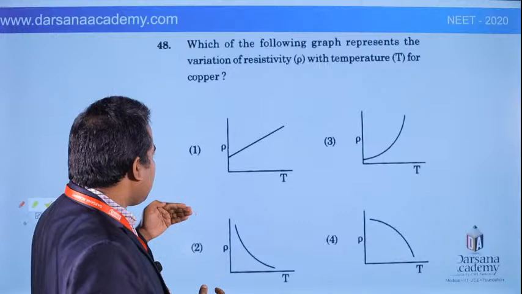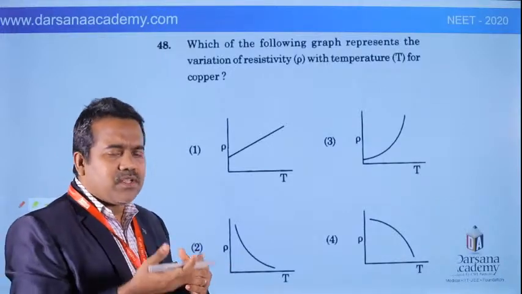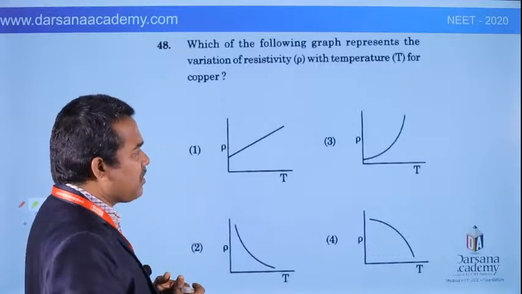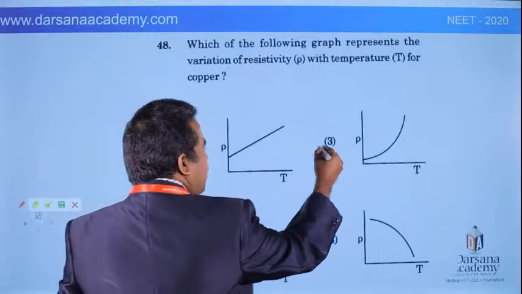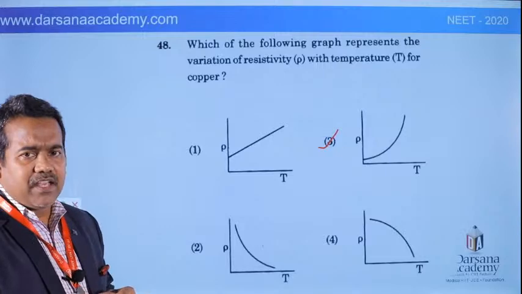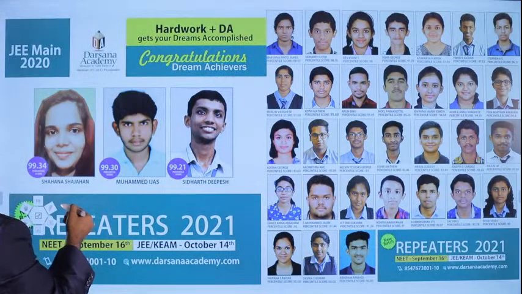So, you know, for copper, for a metal, with an increase in temperature, its resistivity should increase. That is a very important point. So that is satisfied by the third choice. So 3 is the answer for the 48th question. So we can move with the next one, 49.